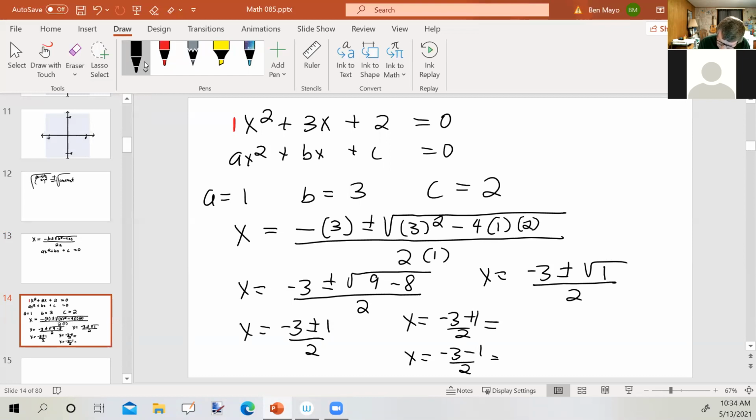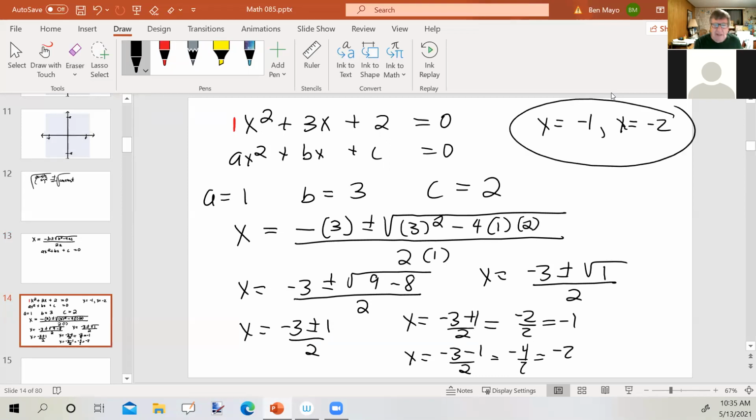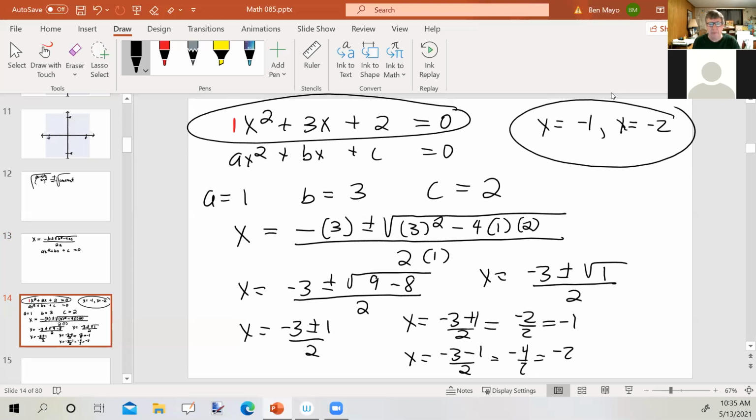Going back to the top equation, negative 3 plus 1 would be negative 2. Negative 2 over 2 reduces down to negative 1. The bottom equation, x equals negative 3 minus 1, which would be negative 4 over 2, which reduces down to negative 2. So we get x equals negative 1 and x equals negative 2 as our two solutions to this equation.